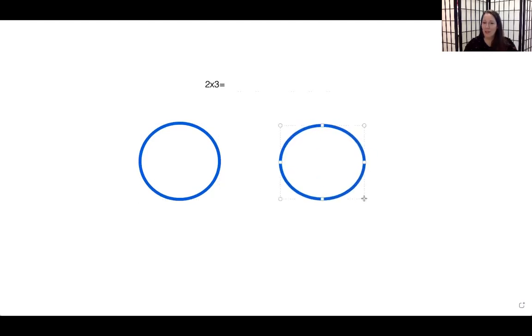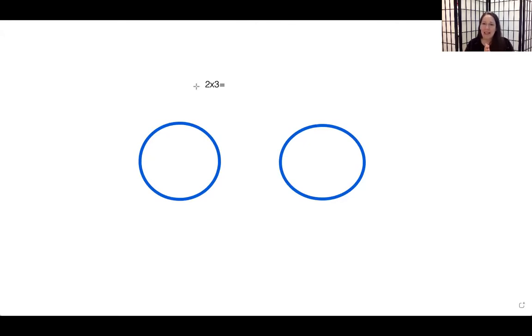And we are going to use objects to represent numbers. We are going to group our objects into these circles to help us solve the multiplication problems. So the first problem, again, as you can see, is 2 times 3. There are 2 ways we can do that. We can make 2 circles of 3 objects each, or we can make 3 circles with 2 objects each.